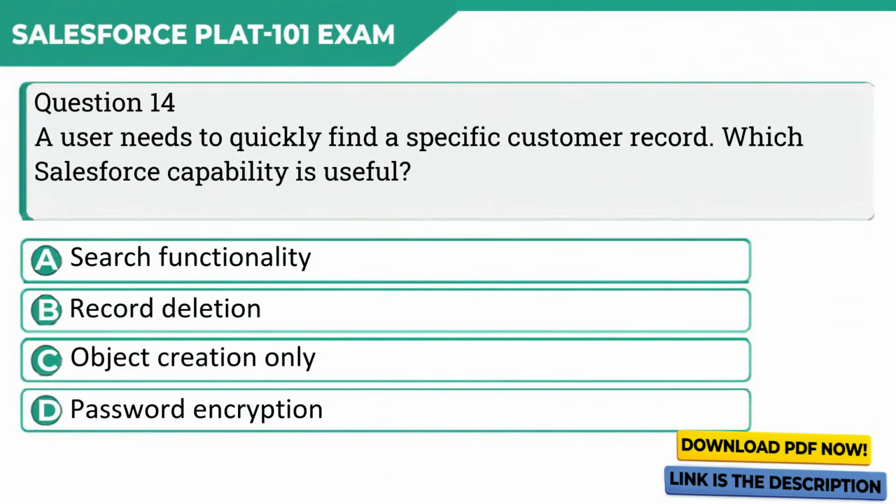Question 14. A user needs to quickly find a specific customer record. Which Salesforce capability is useful? A. Search functionality. B. Record deletion. C. Object creation only. D. Password encryption.